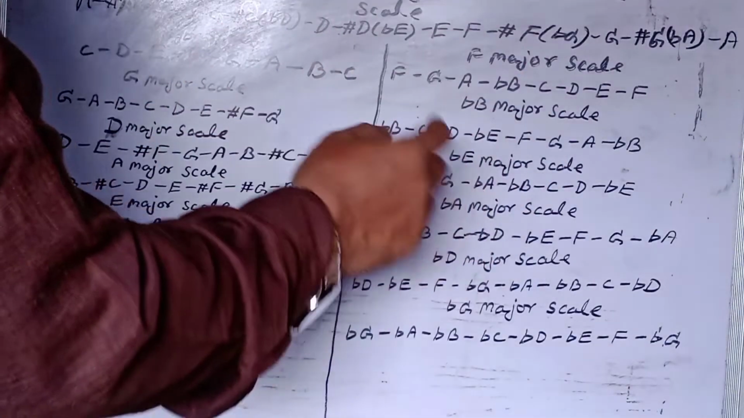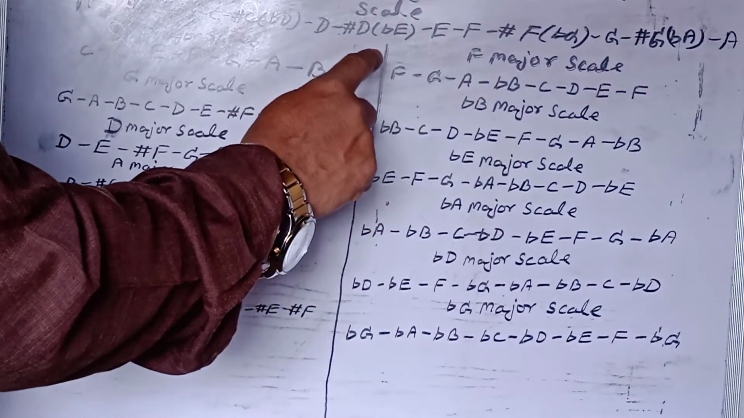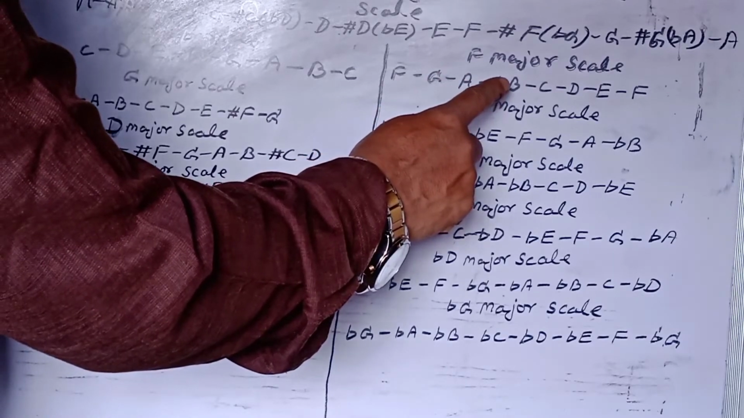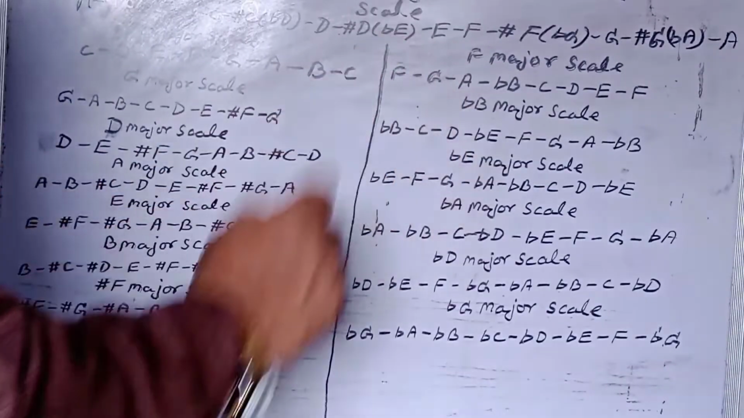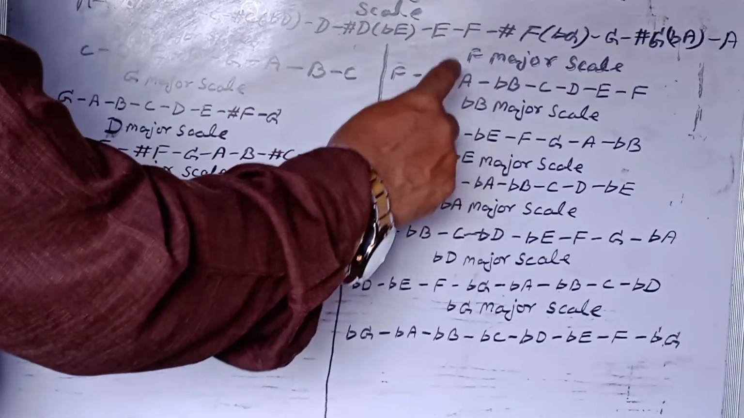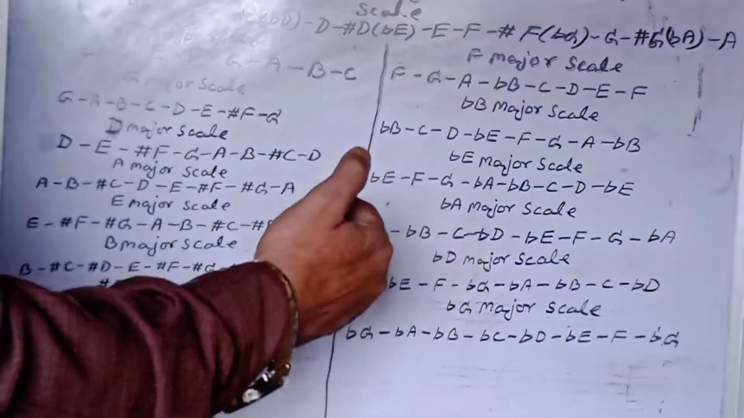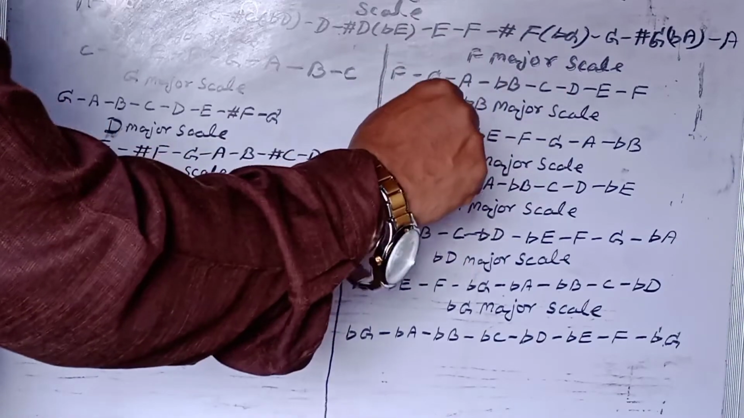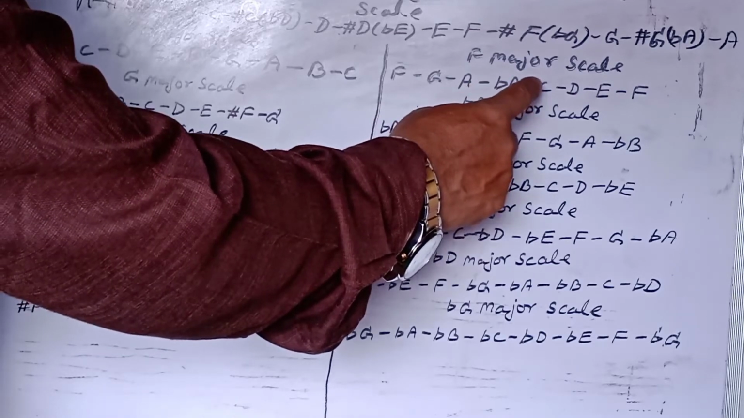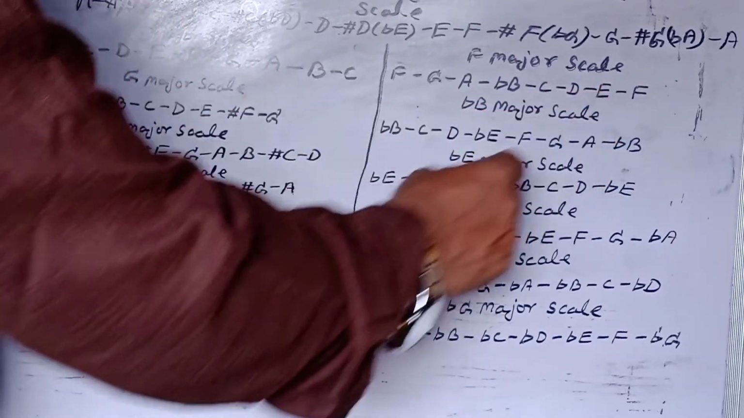Now on this side the scales will come which have flat signs. So the root note is F, then a tone to G, again a tone to A, a semitone to B flat. Now we will not use the term A sharp here. There is one more reason: A and A sharp both can't come, so that is out. So when the next note has to come, it will come in the form of a flat sign. B flat, then a tone to C, then a tone to D, then again a tone to E, semitone F.